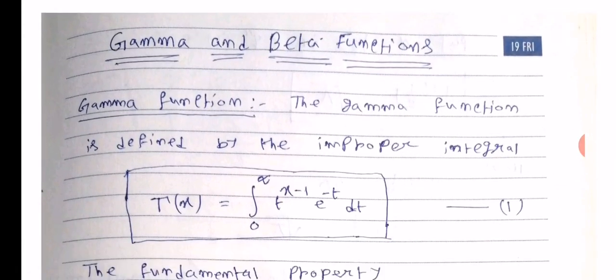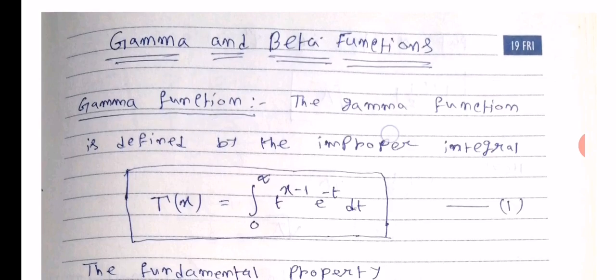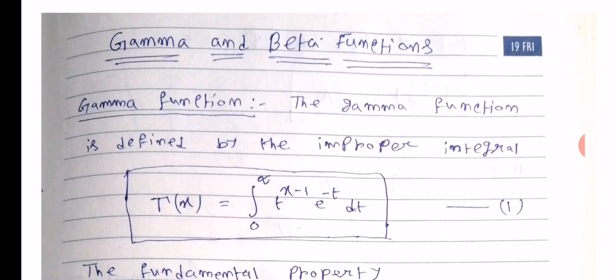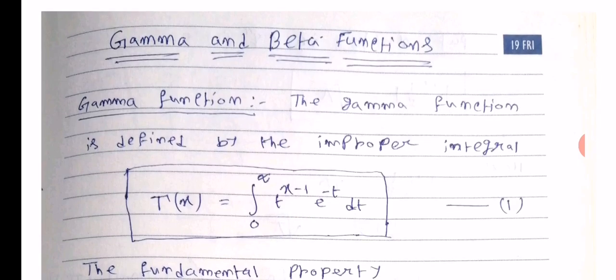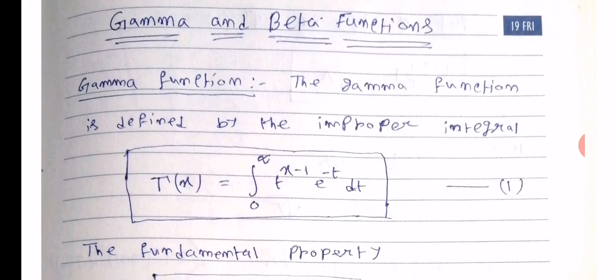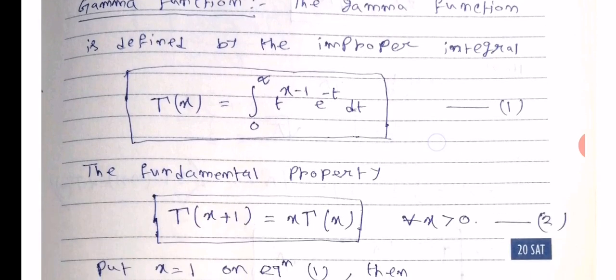So first we discuss what is gamma function. The gamma function is defined by the improper integral gamma of x equal to integral from 0 to infinity t to the power x minus 1 e to the power minus t dt, where t is greater than 0.